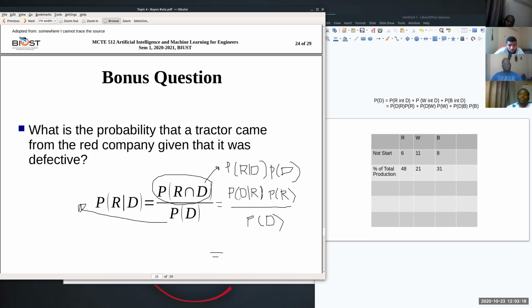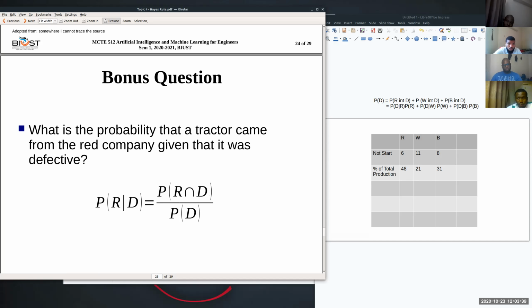So this is given, defective, given that it's red. We know what if it's from the red line, the defective. I mean, given that it's from red line, we know the percentage of defective from red line, and then probability of being from the production of the red line. Yeah. So now let's continue.